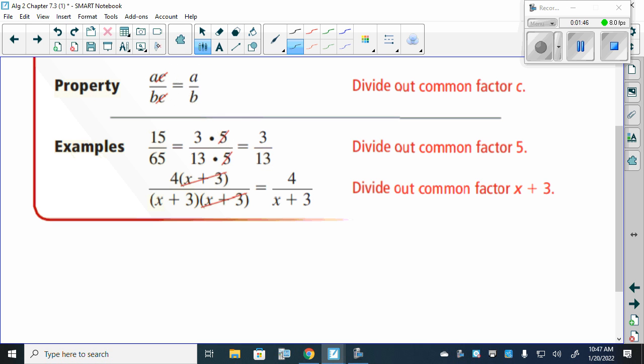We can do the exact same thing with polynomial expressions, because the numerator and denominator both have an x plus 3 in common on top and bottom. We would divide it out, leaving us with 4 over x plus 3. So anything that is in common on top and bottom that we can factor out, we're going to do so.